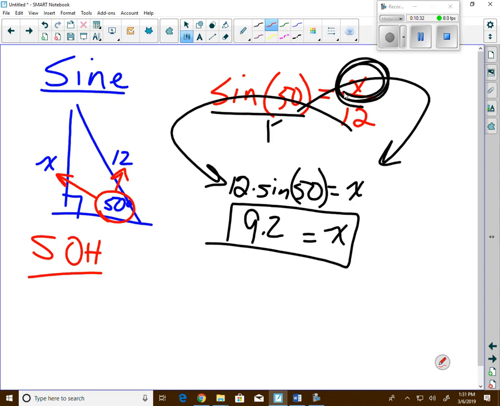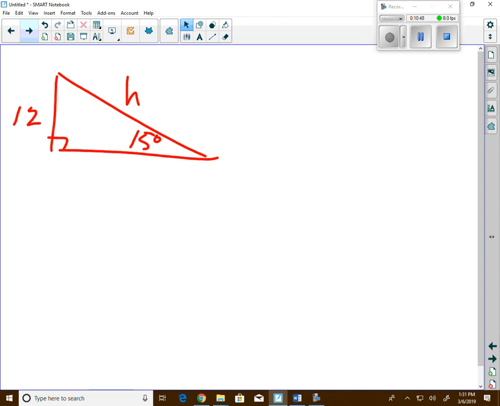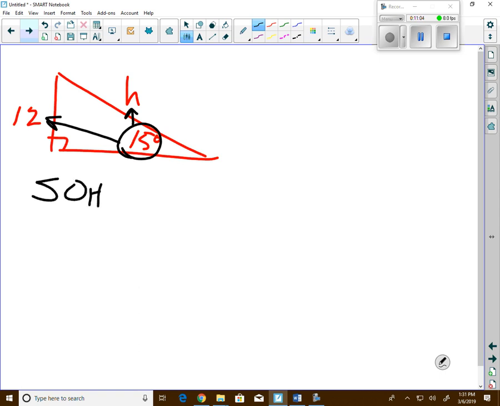If we're looking for the hypotenuse, let's call that h for hypotenuse. Once again, we start off by looking and saying, oh, here's the 15-degree angle. In relation to that angle, I know the opposite side. I want to find the hypotenuse. So opposite and hypotenuse means I'm going to use sine.